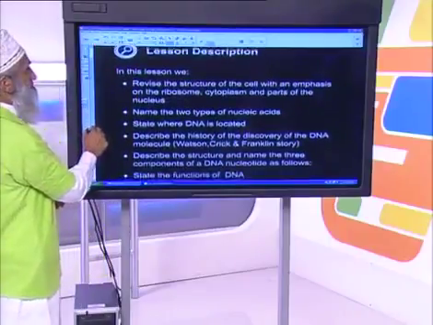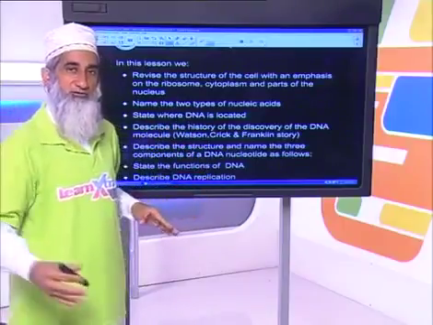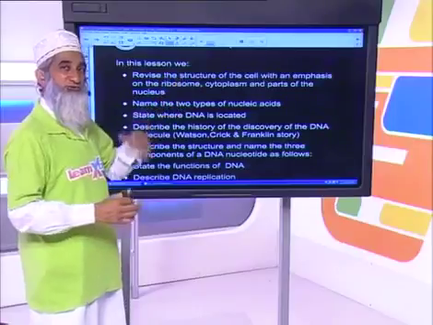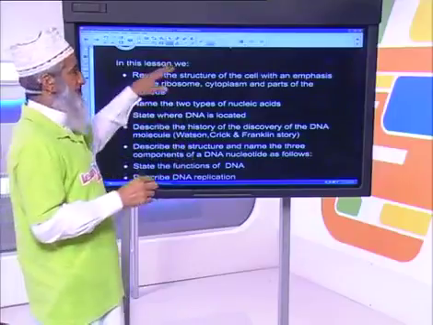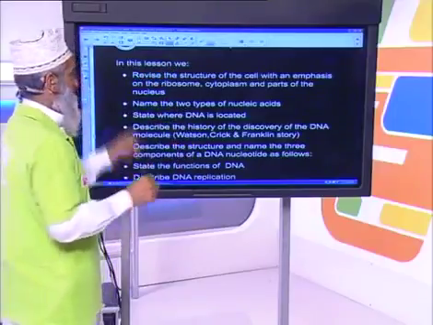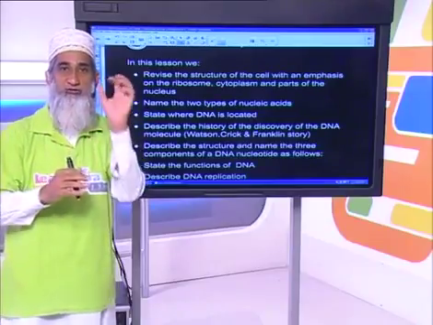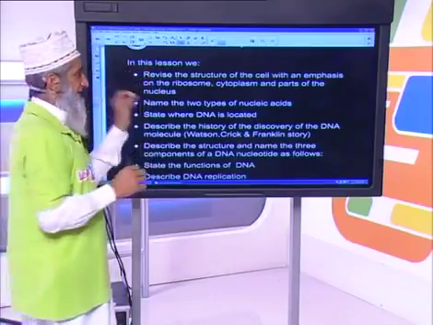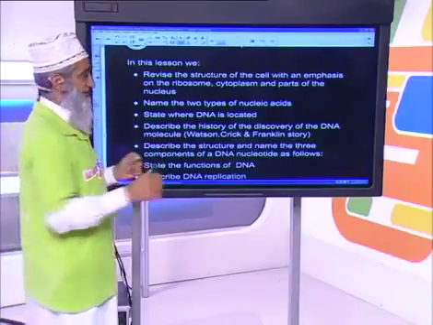What do we want to really do today? The idea we put this on, guys, is at the end of this hour, these are the things that you need to know. So after the lesson, you need to ask yourself, do I meet these things? The first thing we want to do is revise the structure of the cell with an emphasis of the ribosome, cytoplasm, and parts of the nucleus. You will revise the cell. Go into the cell, look at the nucleus, look at the ribosome and the cytoplasm. Most importantly is the nucleus in this whole topic that we are talking about.